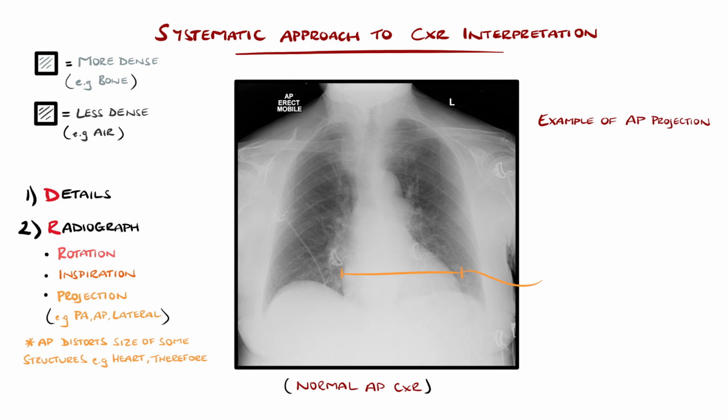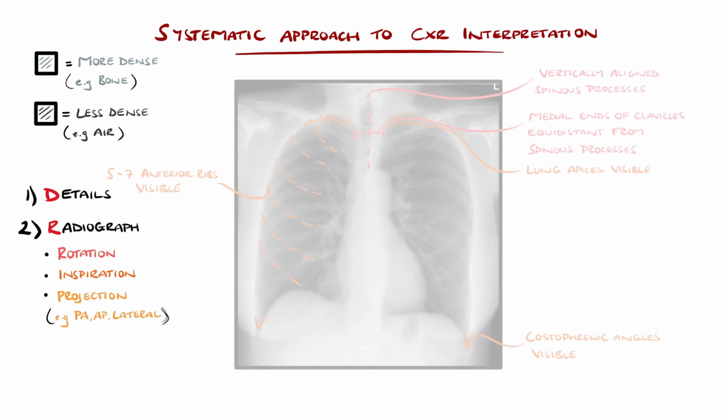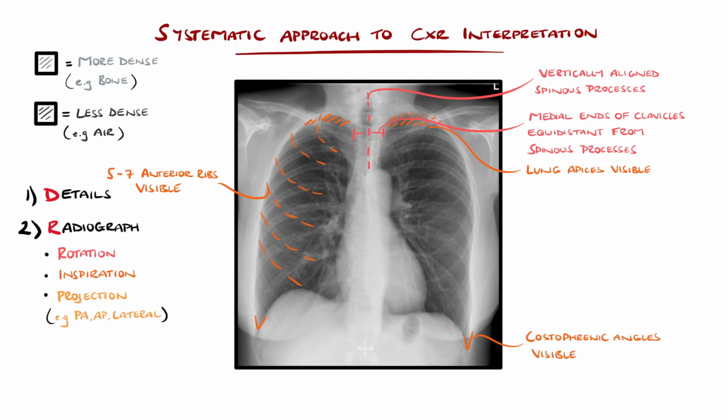This projection will distort the size of some structures, such as the heart, making them look larger, and as such, features like the cardiothoracic ratio are not reliable from it. More on that later.